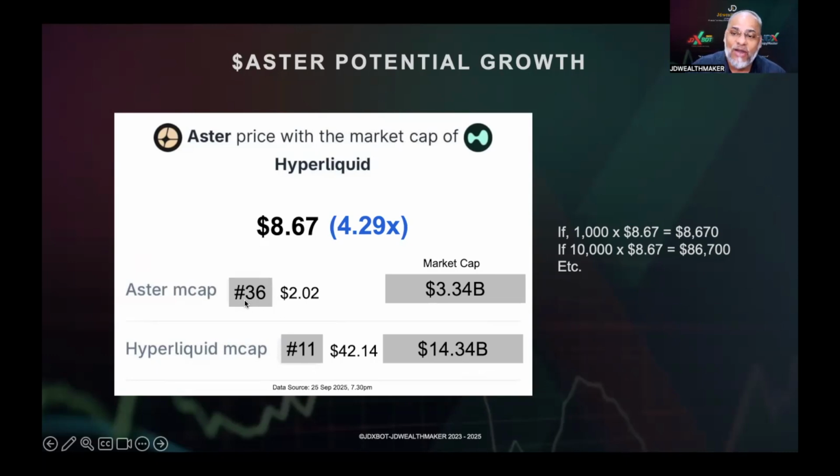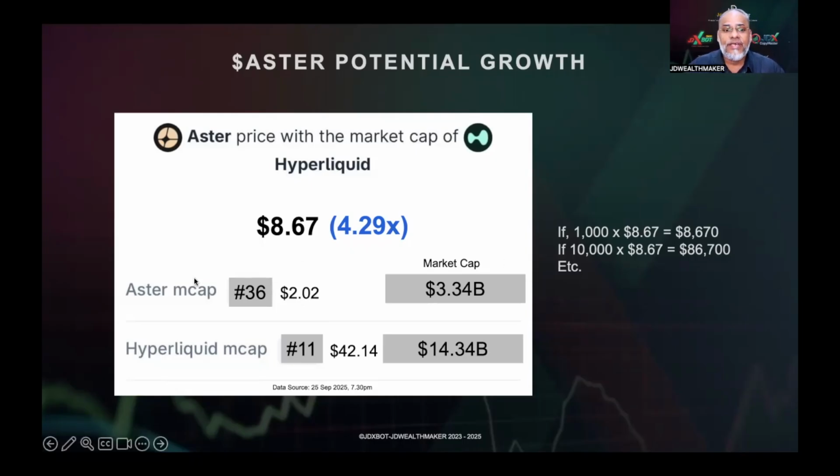Just look at it. They are now number 36. Their price is about $2. All right. And their market cap is around 3.34 billion. Now, if you look into the potential, there is a growth of about 4.29x. All right. They can grow by 4 point. That means that from $2, their price can actually come to about $8.